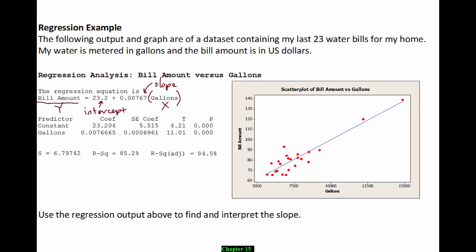Also notice that the r squared value is contained in this output. Notice there's an r squared and there's an r squared adjusted. We're going to ignore the r squared adjusted and we're just going to use the standard r squared. So our r squared value is 85.2%. Now we can do our example. Use the regression output above to find and interpret the slope.